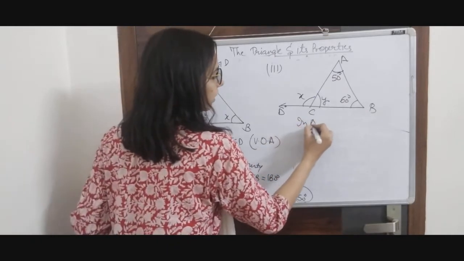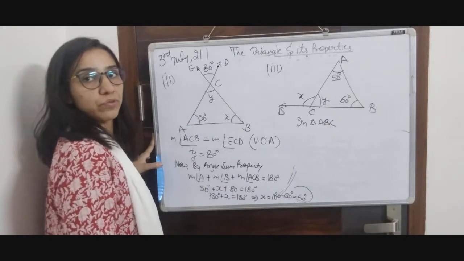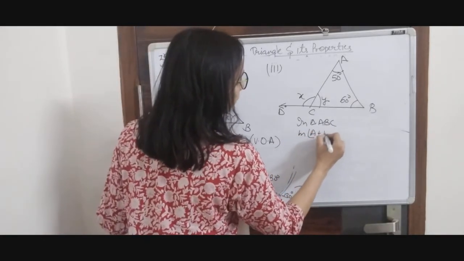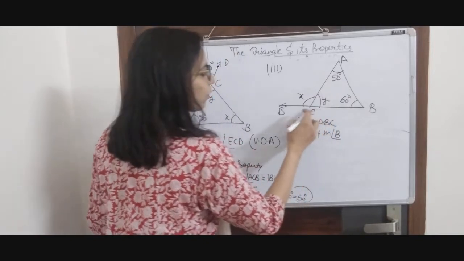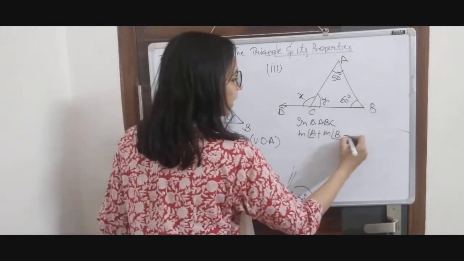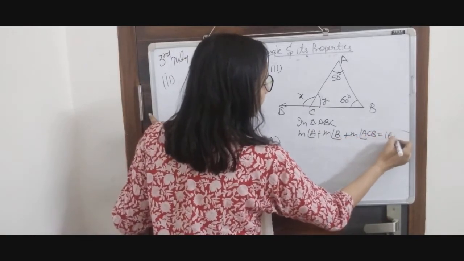Now in triangle ABC, we will use the angle sum property because two angles are given. We can find out the value of Y. So measure of angle A plus measure of angle B plus, because it is ambiguous what angle C will represent, we are going to use the full name for angle C, that is ACB, is equal to 180.